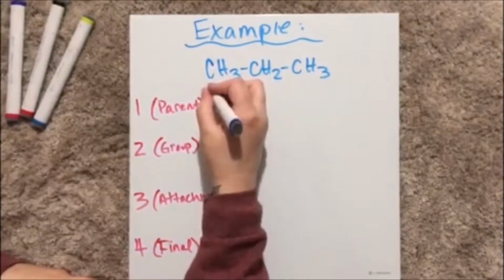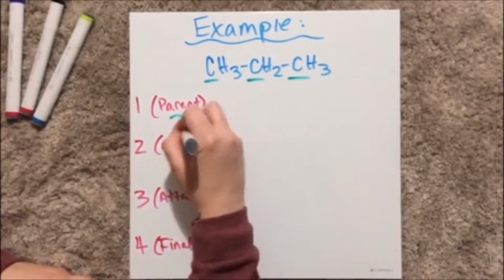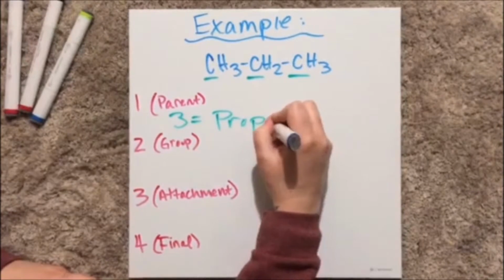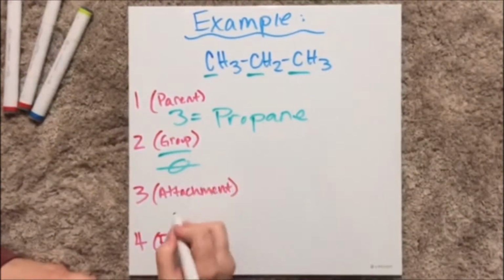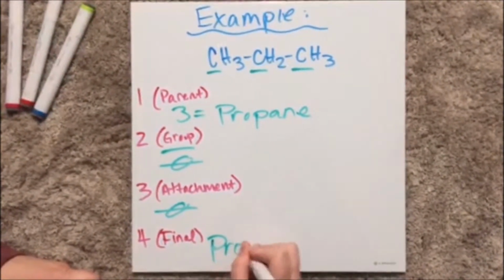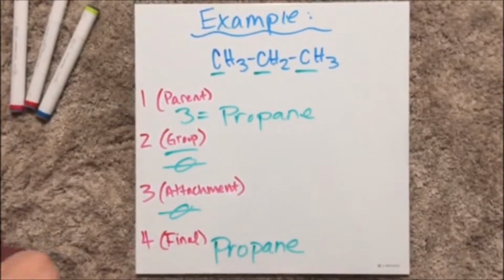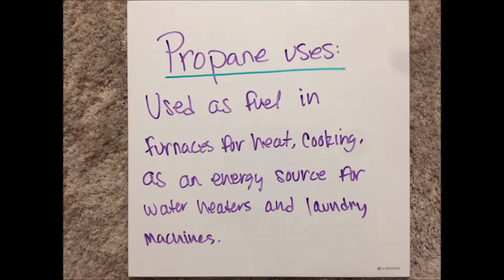We'll start with our first example. First, we determine the number of carbons in the parent chain, which is 3. Since there are no substituents, our final answer for this would be propane. Some common uses for propane, which I'm sure we are all grateful for, are listed.